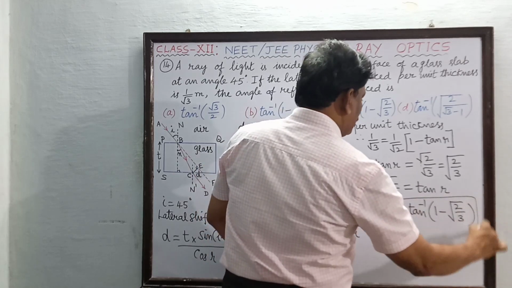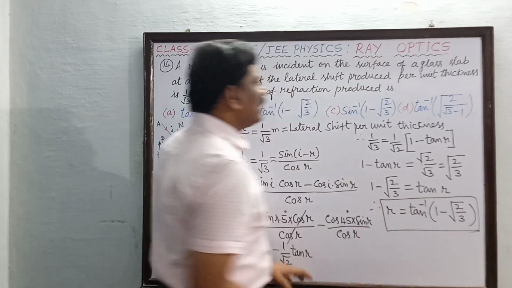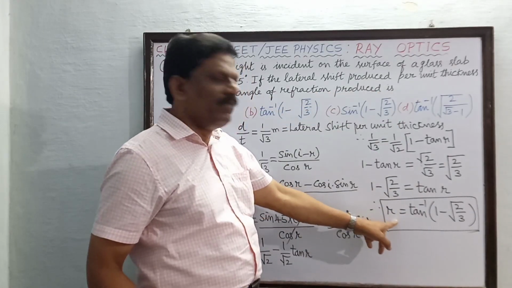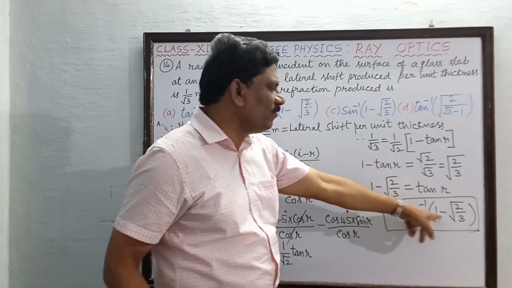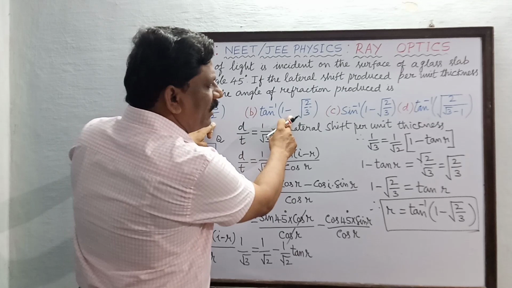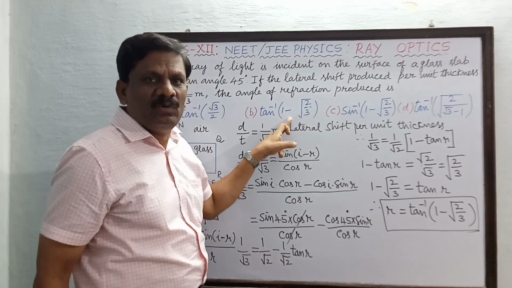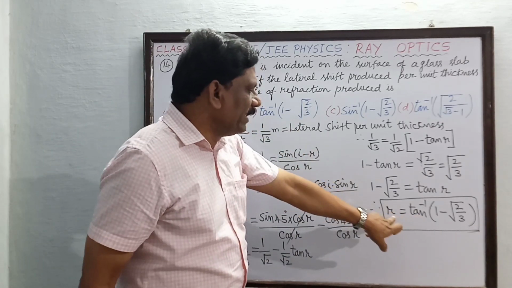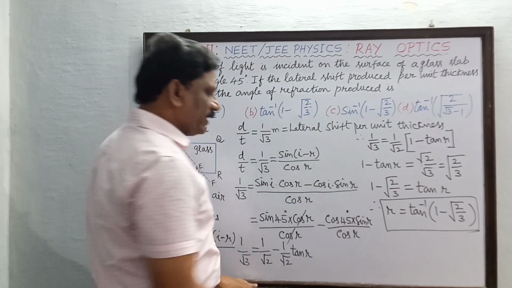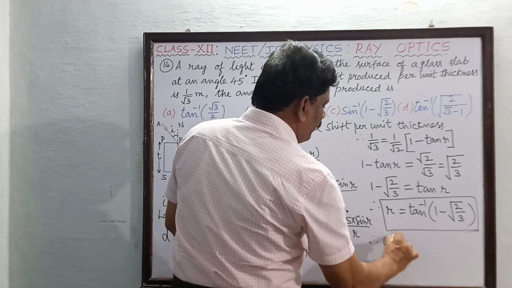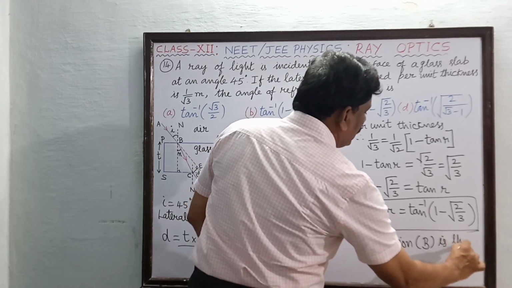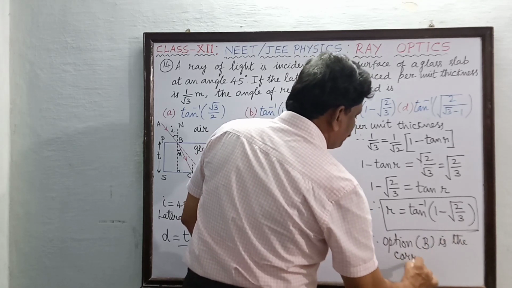So this is the final answer. What is asked here? The angle of refraction produced is found to be what? Which option is coming for us? Tan inverse of 1 minus square root of 2 by 3. So this is not correct, okay? This is the right answer, okay? So it is very clear that the angle of refraction R is equal to tan inverse of 1 minus square root of 2 by 3. Okay children, therefore, which option is correct? Option B is the correct answer.